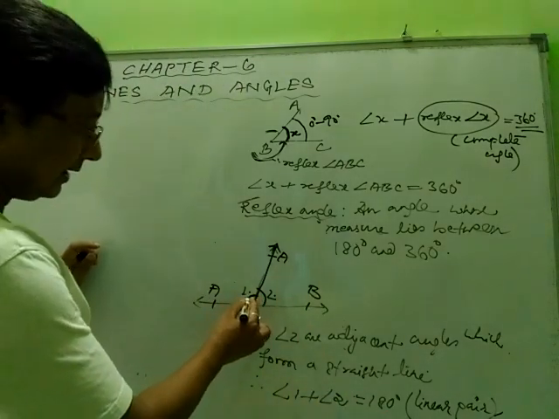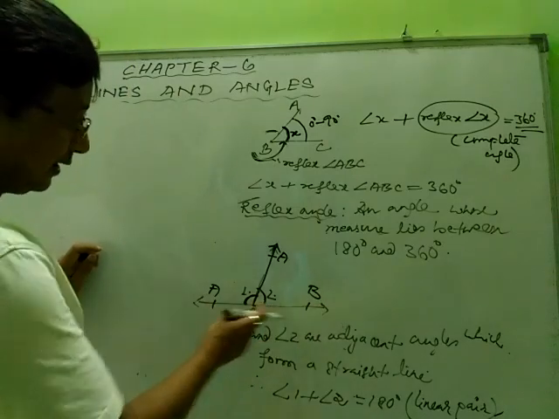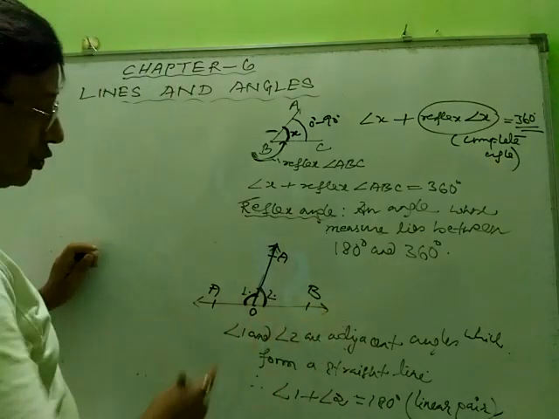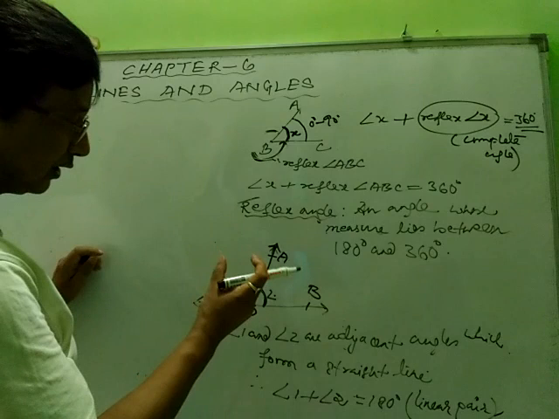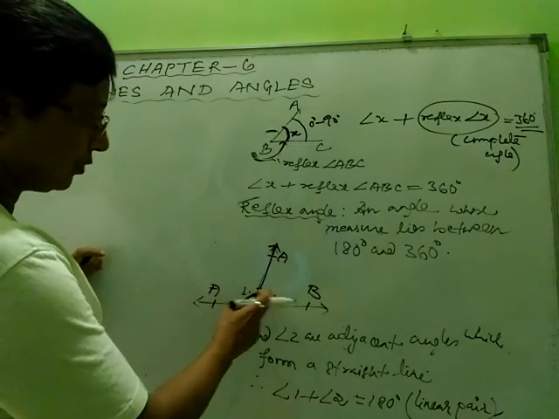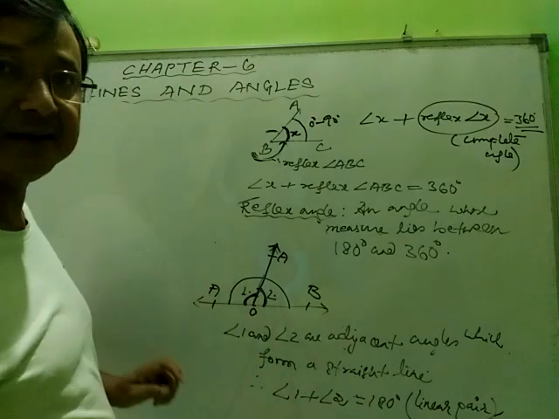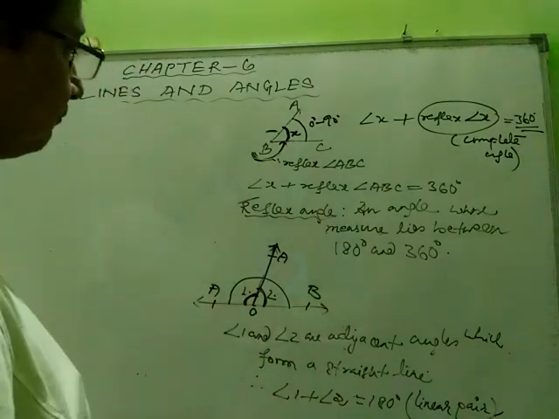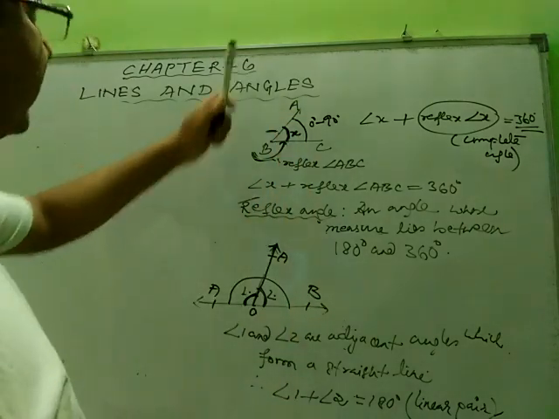If the sum of two adjacent angles forms a straight line, now these two angles you have joined and you have got a straight line. This is called a linear pair of angles. Pair means two angles. So 1 plus 2 you will get the total sum 180 degrees. This is called a linear pair. You have seen this in class 7 and 8 also. Now these are the concepts you will get in this chapter number 6.